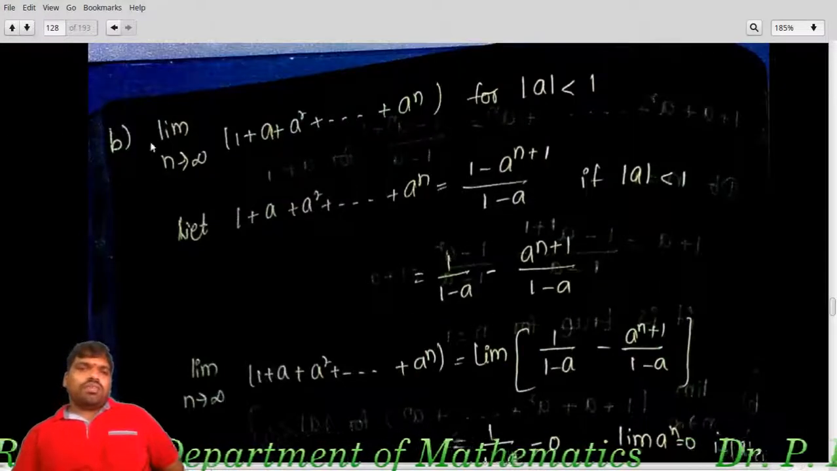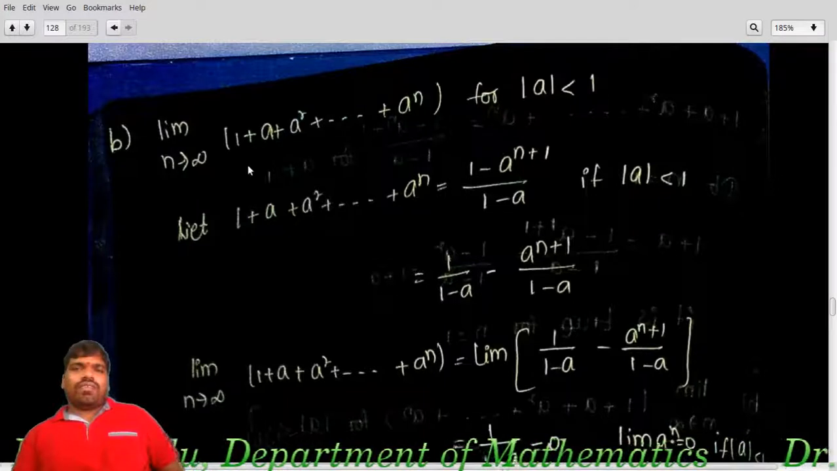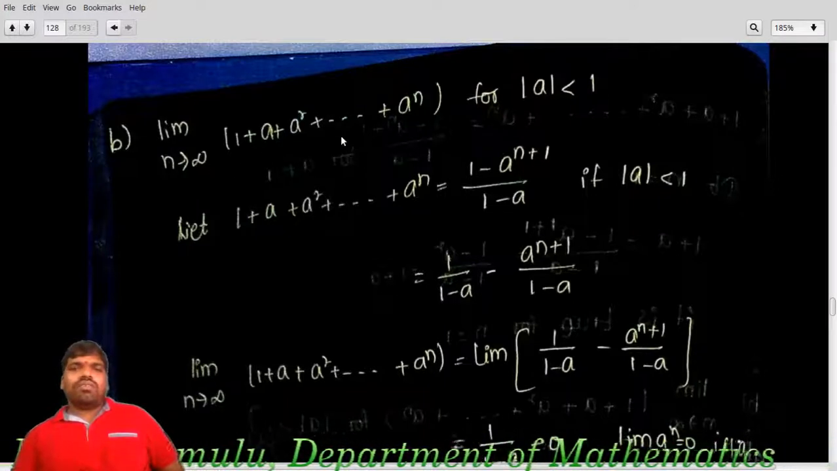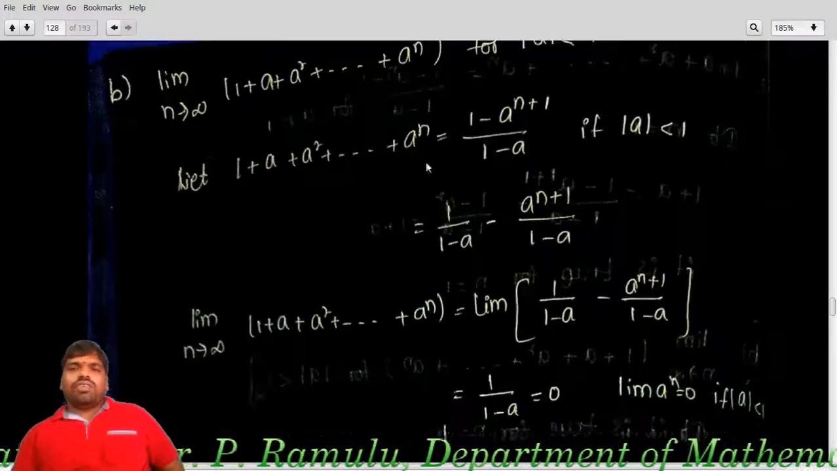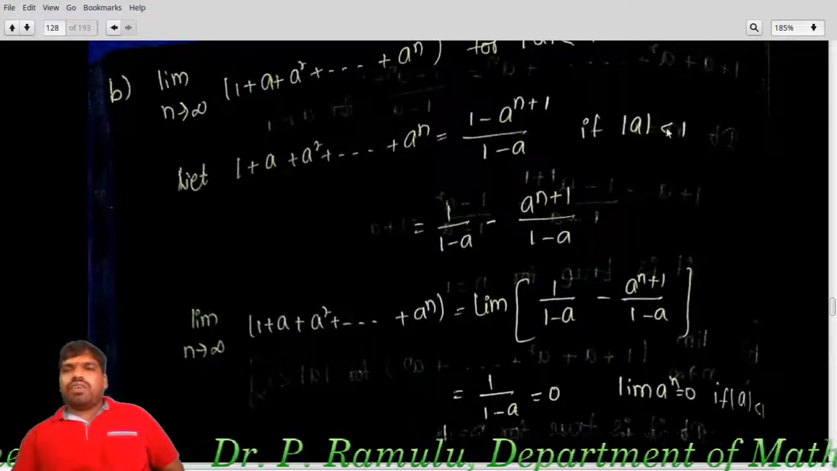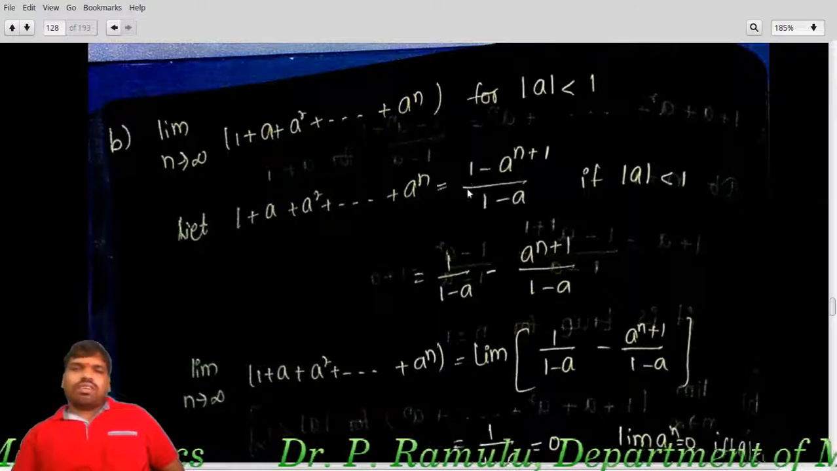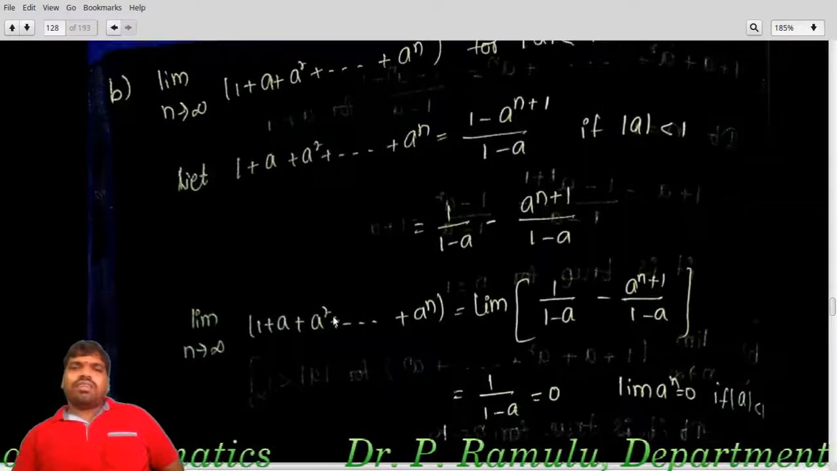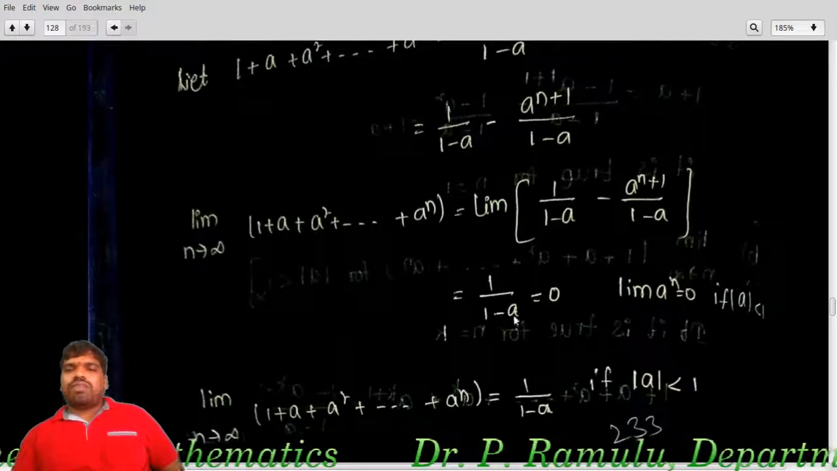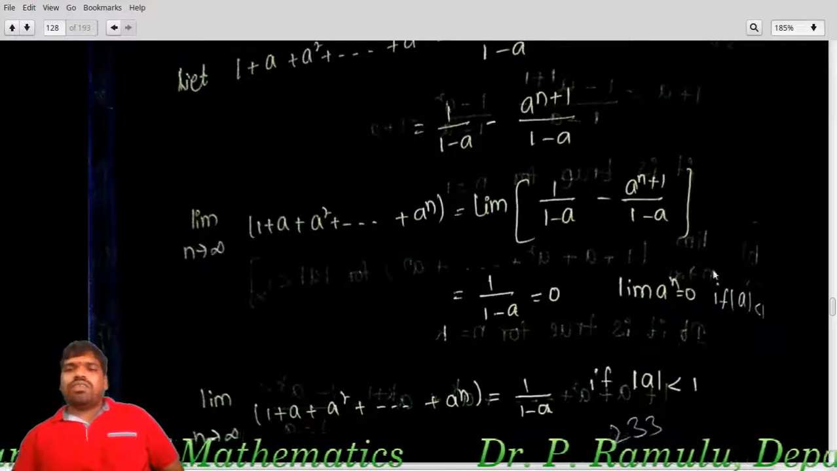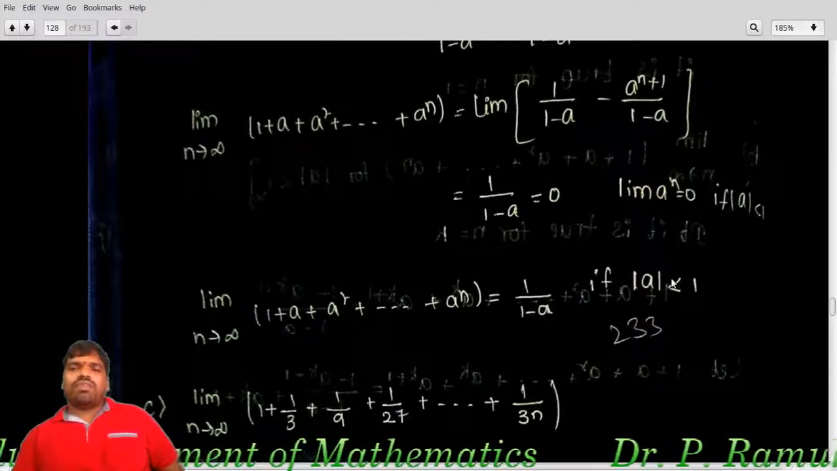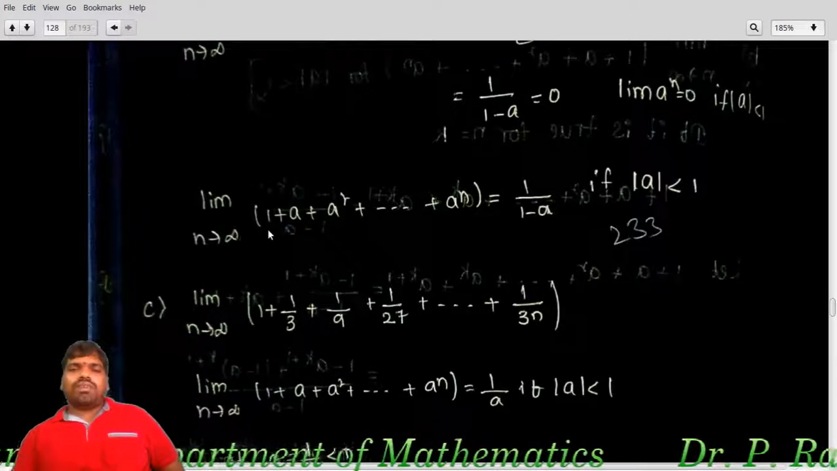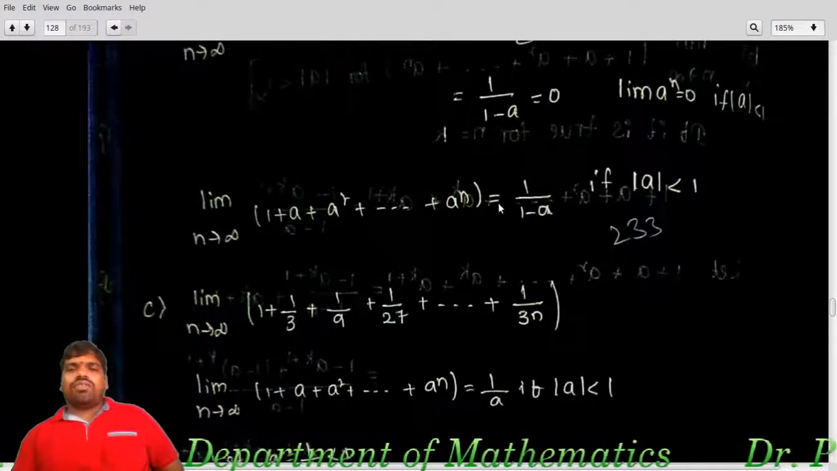The other thing, part B: we have to find the limit as n tends to infinity of 1 plus a plus a square up to a power n, for mod a less than 1. You know that a power n plus 1 tends to 0 if mod a less than 1, so applying the limit, 1 minus a power n plus 1 tends to 1, and this value is equal to 1 by 1 minus a if mod a less than 1. That means the limit as n tends to infinity of 1 plus a plus a square up to a power n is 1 by 1 minus a.